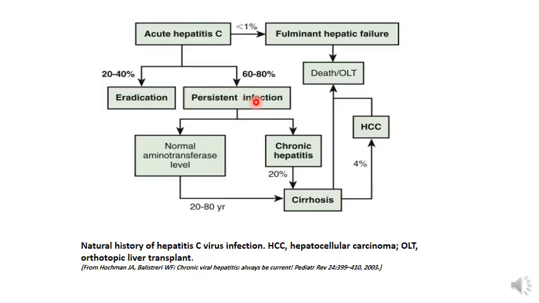In case of hepatitis C, less than 1% have fulminant hepatitis and death or liver transplant. Or persistent infection, 60 to 80%, leading to chronic hepatitis and cirrhosis with hepatocellular carcinoma. Or eradication at 20 to 40% with normal aminotransferase level. With persistent infection, they are asymptomatic, but 20 to 80 years later may progress into cirrhosis. So the clearance of hepatitis C is much less than hepatitis B.